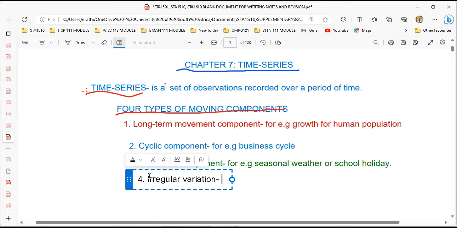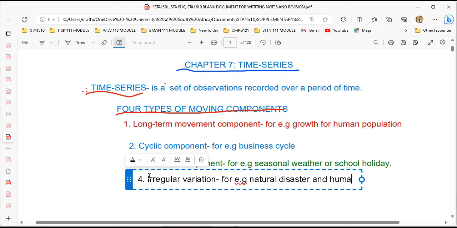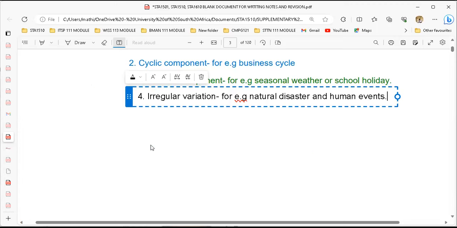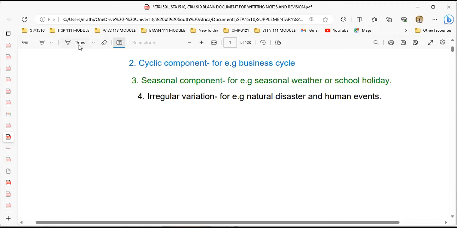So this one, we can talk about natural disaster, and it also has to do with human events. All right, so I'm done explaining the 4 types of movement component.